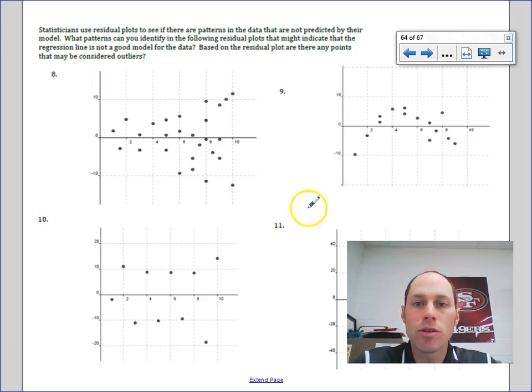So take the time to look through those graphs and answer those questions. What do you observe and notice? And then we'll go through it together. So pause the video now and restart it when you're ready.